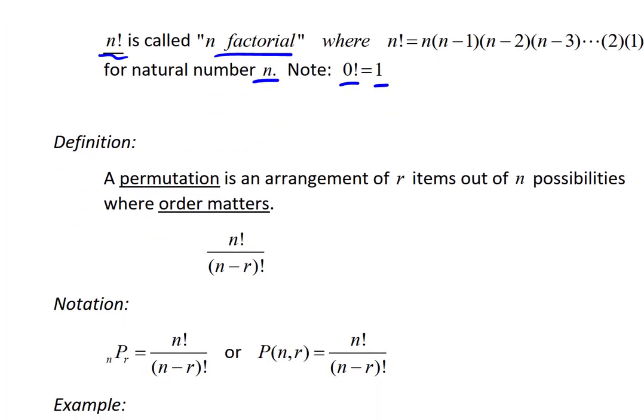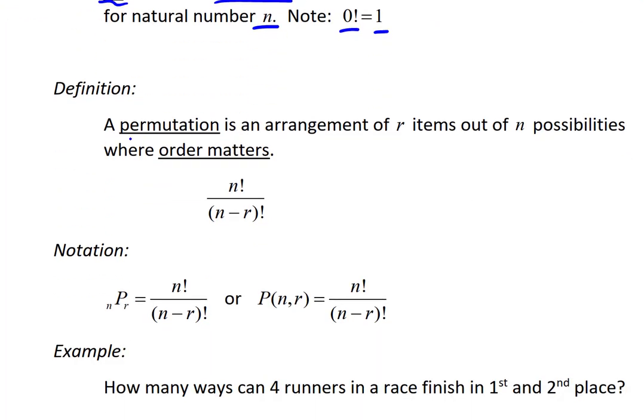Now, using that, let's discuss another definition, which is this. A permutation is an arrangement of r items out of n possibilities where the order matters. That's going to come in as very key for us in these definitions as we put them together. The mathematical definition of a permutation, where again you're picking r items out of n possibilities, is the following. It's n factorial, there's that factorial definition, divided by the quantity n minus r factorial.